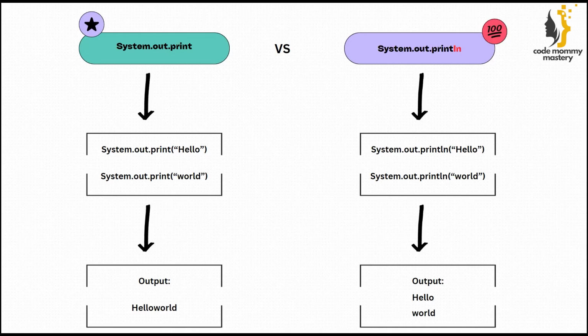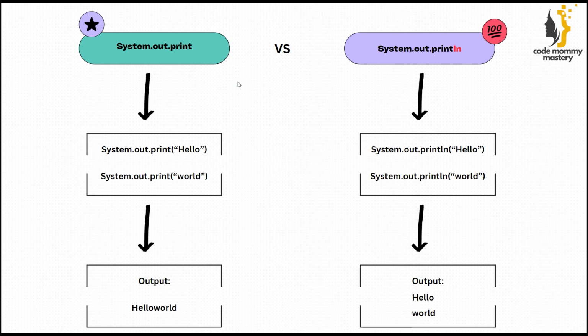Hi everyone! In this lesson, we are going to learn about the differences between System.out.print and System.out.println. In the context of Java programming, System.out.print and System.out.println are both used for outputting text to the console, but they behave slightly differently. Let's compare both and explain them separately with the same example.